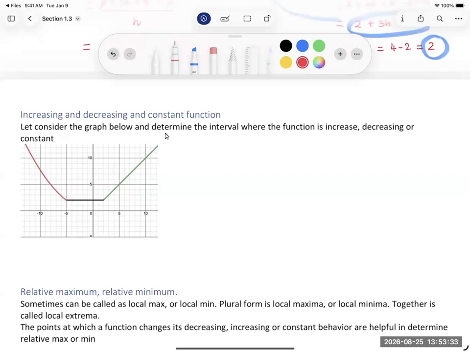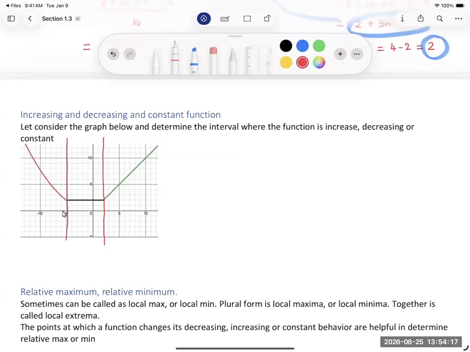So let's consider the graph below, and I want to determine the interval where the function is increasing, decreasing, or constant. Okay, so how do we know the function is increasing, decreasing, or constant? So we're gonna look at each domain. If you notice on this graph, it looks like I have three different pieces of graph. One is the red one, and one is the black one, and then the one is the green one. So I have three pieces. So I'm gonna divide that into three different parts.